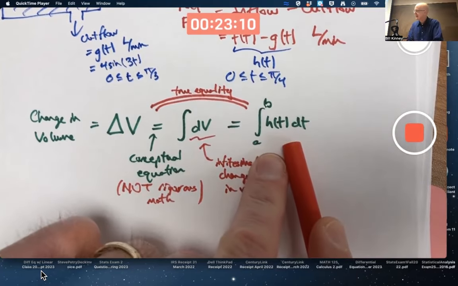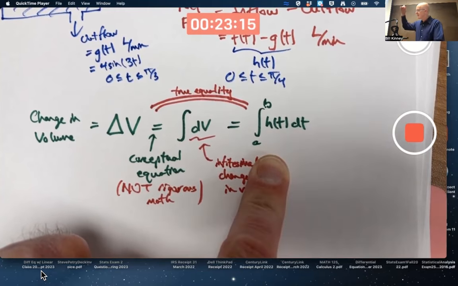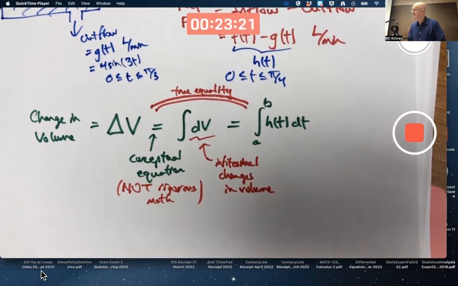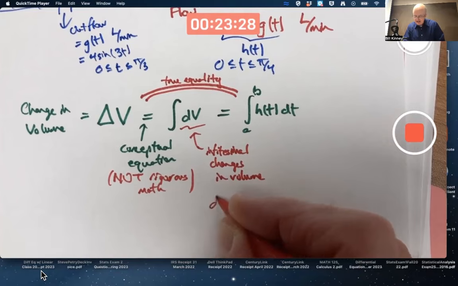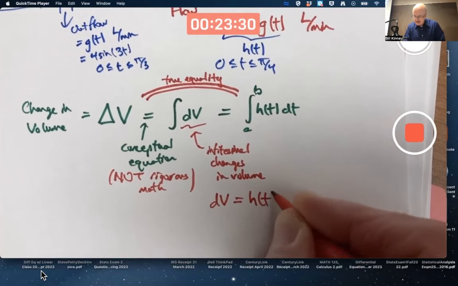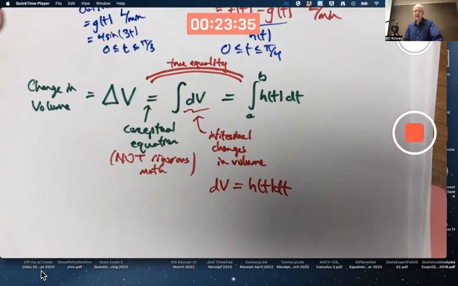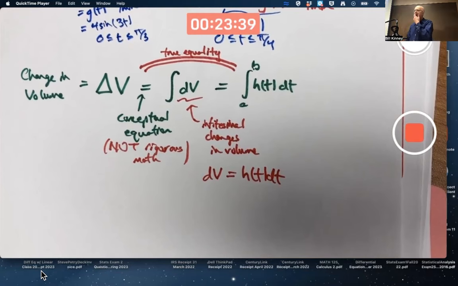But even this, though it is an actual number, and if h of t is above the graph, it's the area under the curve. It's above the axis. It also can be thought of conceptually in terms of convenient fictions. You can imagine essentially that dv equals h of t dt. What is that? Am I saying dv is h of t times dt? Yes and no.